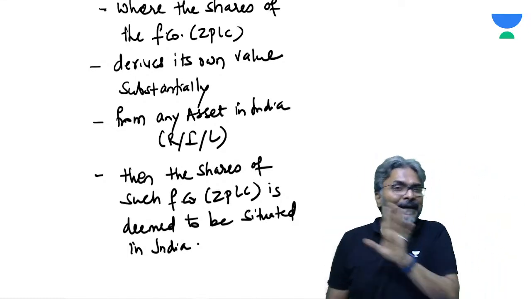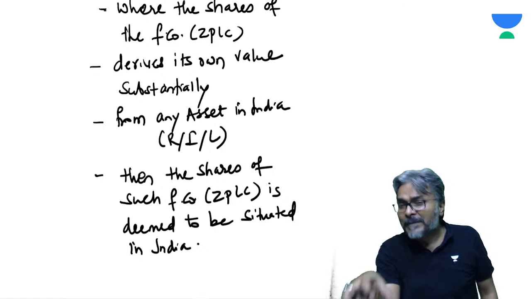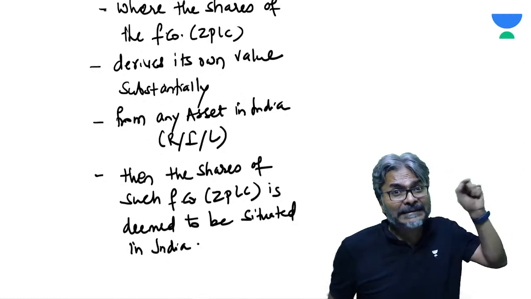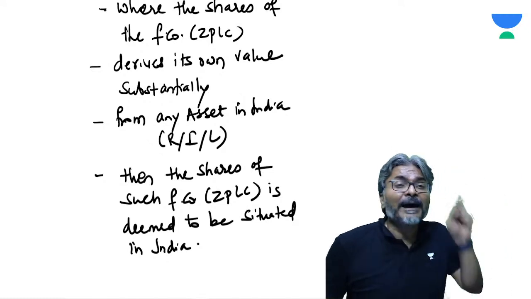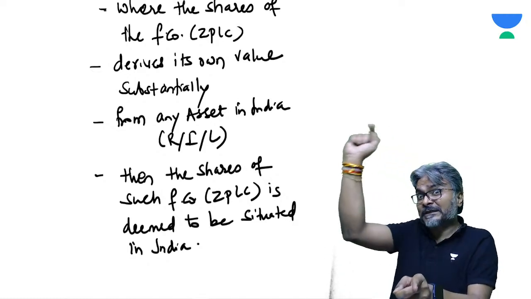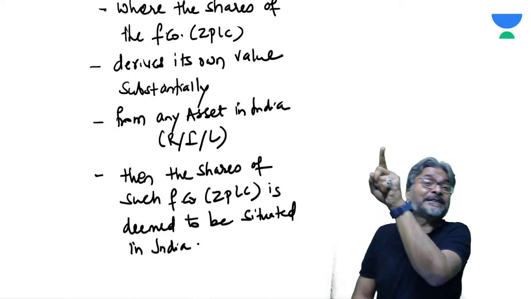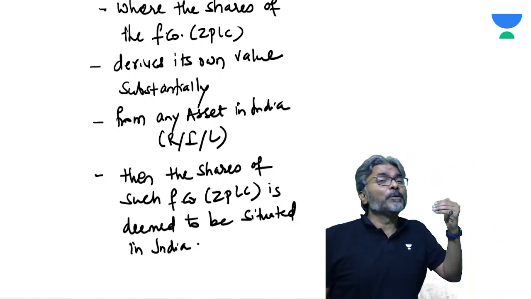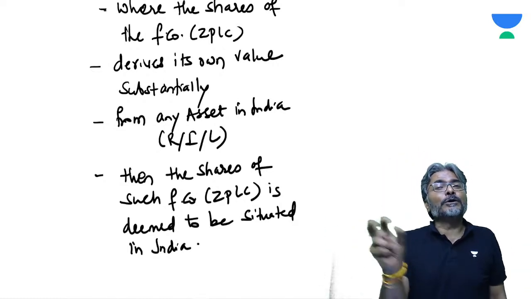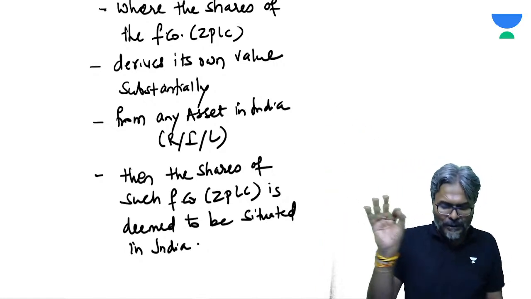And if that is the case, then as per Explanation 5, the shares of that ZPLC will be deemed to be situated in India. And if it is deemed to be situated in India, then we can say that X INC. USA, what you have transferred is an asset which is situated in India, which is the shares of ZPLC. And because of the transfer of the asset situated in India, whatever capital gains you have earned on such transfer, that capital gains also will be deemed to accrue or arise in India.